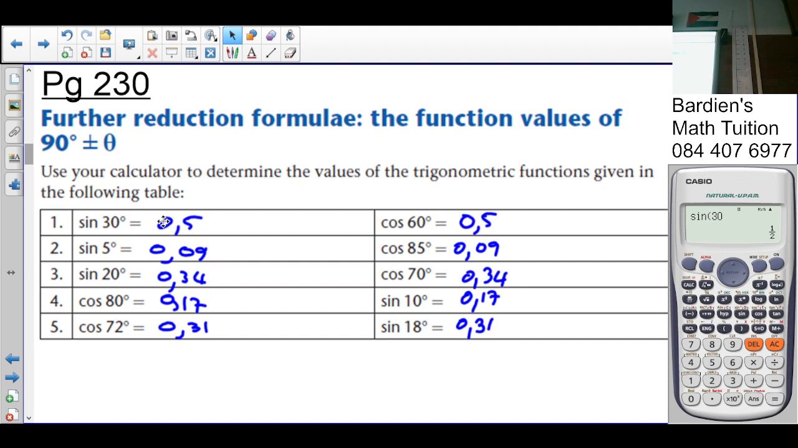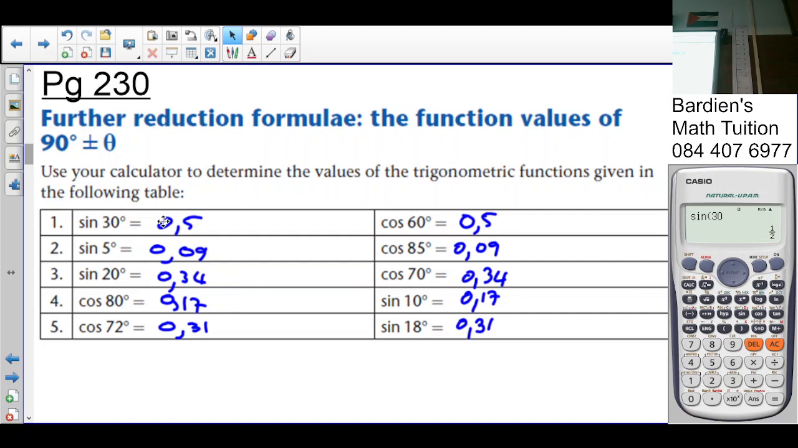So what do you notice? Row 1 is the same. Row 2, sine of 5 is the same as cos of 85. Row 3, you got sine of 20 and cos of 70. Cos of 80 and sine of 10. Row 5, cos of 72 and sine of 18. What do you notice other than they're the same? What's the relationship that is existing between the functions? Yes?